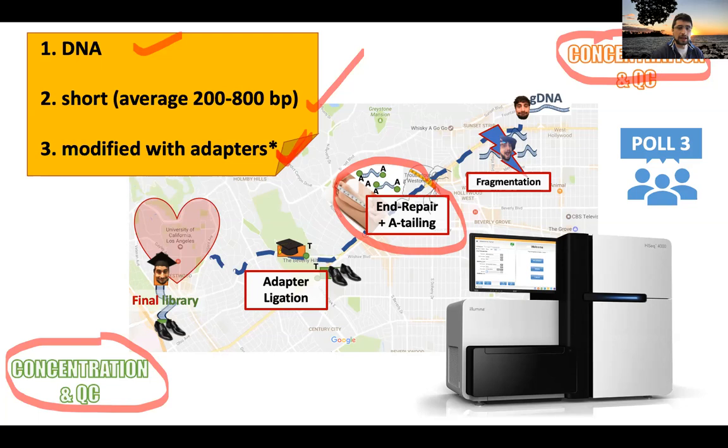Do you use NanoDrop? Do you use agarose gels? Do you use, I don't know, Qubit? Can you just quickly type it in the chat so I have a sense of what you guys are doing? Okay.